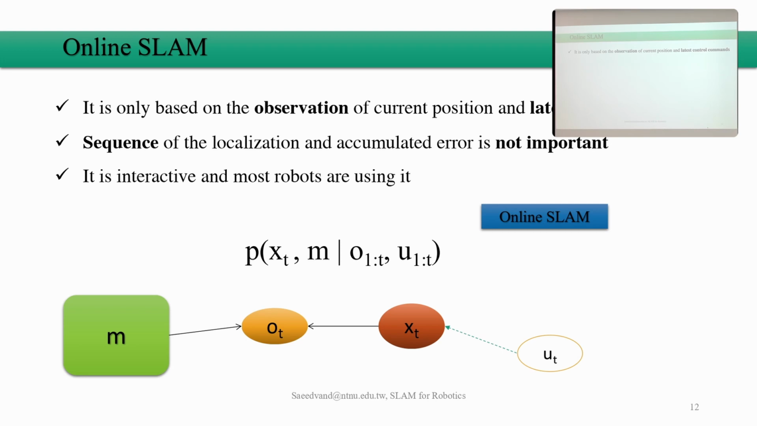In online SLAM, we said that it is only based on the observation of the current position and the latest control commands. The sequence of the localization and accumulated error is not important over here. Then the online SLAM was looking like this: we have the map, the constructed map. We have the observation of the environment that can come from the robot pose and from the map itself. Then the motion command changes the pose of the robot, and correspondingly the observation will be updated too. So in full SLAM, we showed that this graph is bigger, but here in online SLAM, we have just one line of this presentation for the SLAM problem.